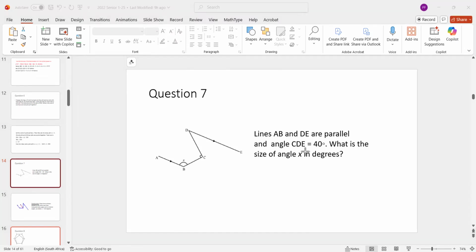Lines A, B, and D, E are parallel. These two lines are parallel, and the angle CDE is 40 degrees. Okay, it's not stated there. Let's just show 40 degrees. And the question is, what is x? The writing is rather small, but this x here represents this angle.